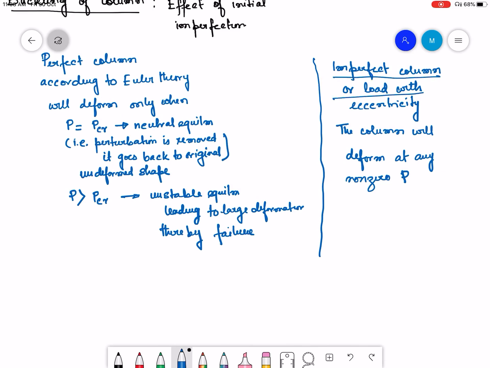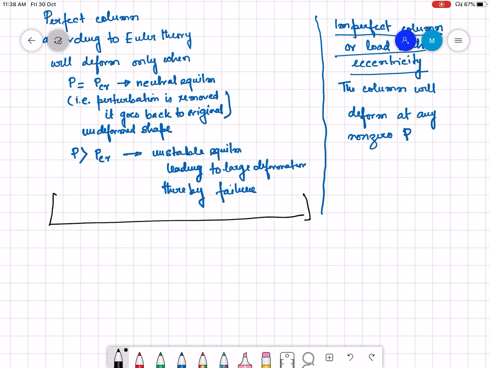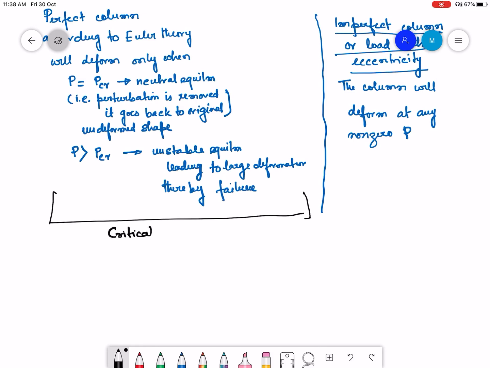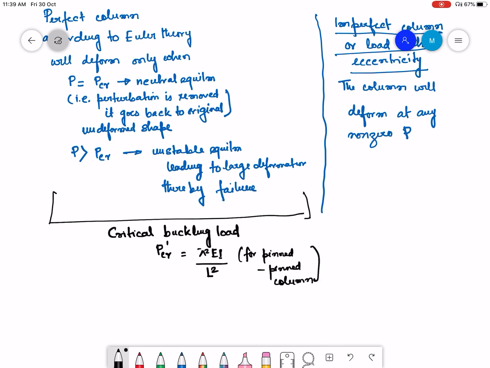In the previous case it was a perfect column, and even if you give perturbation to the column, unless P is equal to P critical, there is no deformation. Only at P equals P critical it is at neutral equilibrium, and when P is greater than P critical it goes into unstable equilibrium. This whole idea was utilized to find the critical buckling load, where P critical was pi square EI by L square, the first buckling load for a pin column. So this was the case.